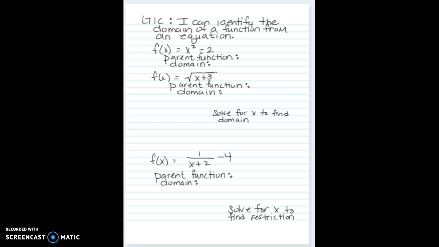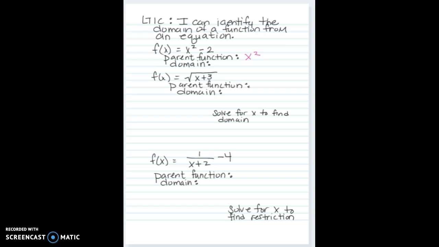Learning target 1c continued. I can identify the domain of a function from an equation. So we're given our first function, f of x equals x squared minus 2. The first thing we want to think about is what parent function this is. Hopefully by now you recognize this as the parent function of x squared, and we want to find the domain.